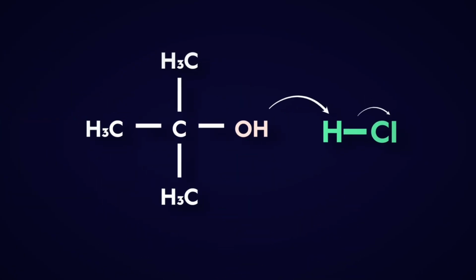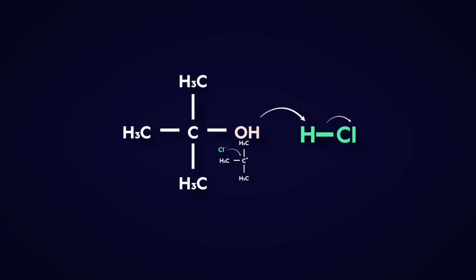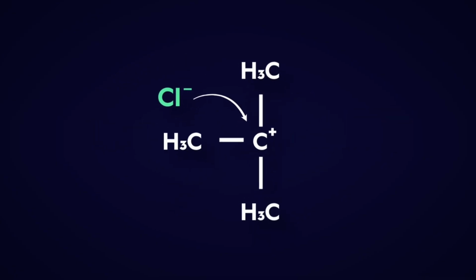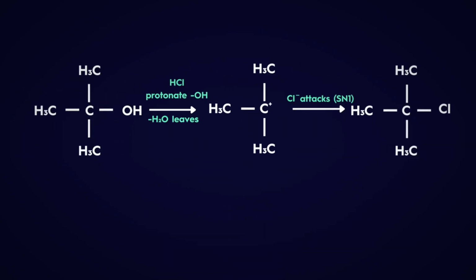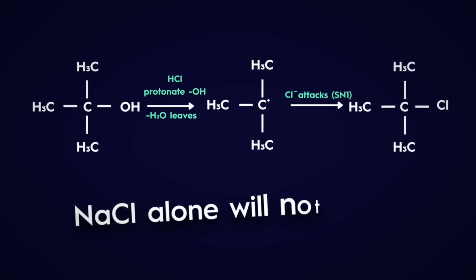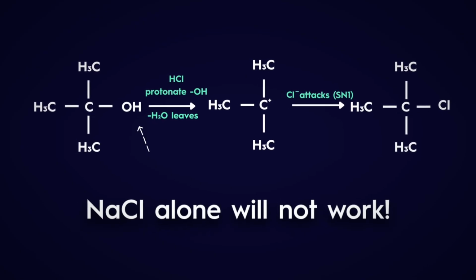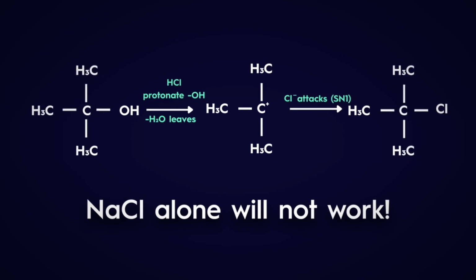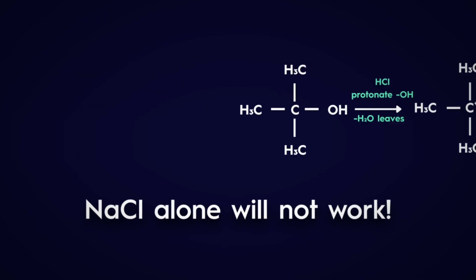Protonate the hydroxyl with hydrogen chloride, water departs, a tertiary carbocation forms, chloride ion attacks, and the product is tert-butyl chloride. A quick fix to a common error: sodium chloride alone will not work because you need acid to convert the hydroxyl into the leaving group water. With that secured, we can pause to lock the fork in memory.